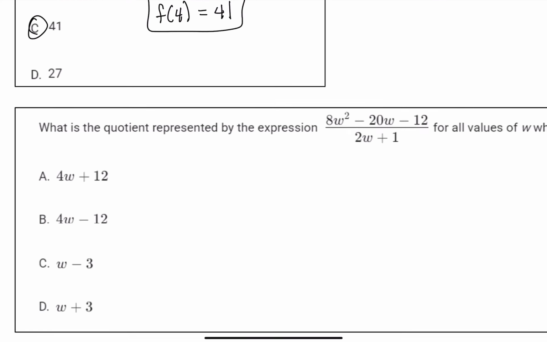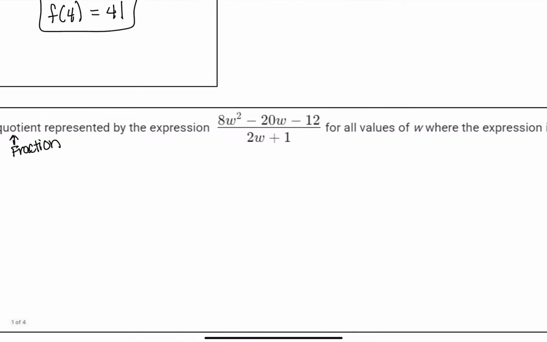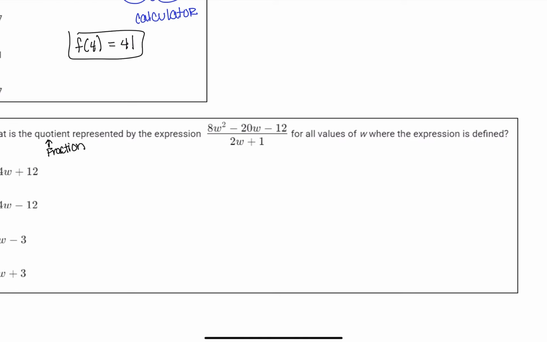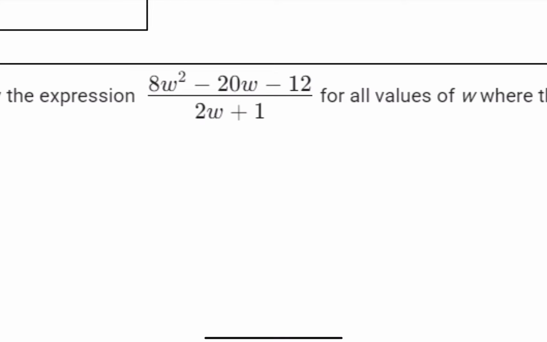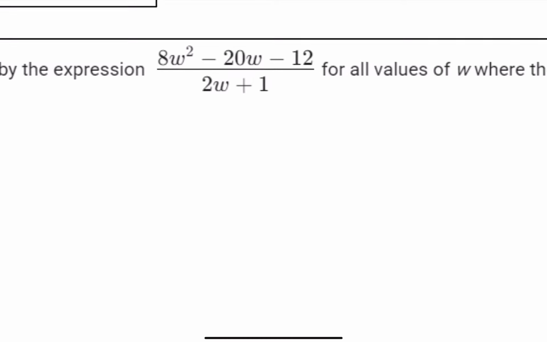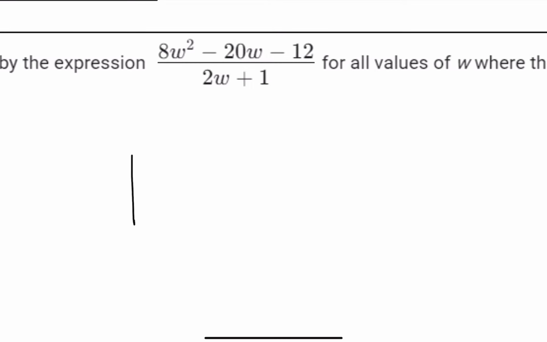Now the last one. Which quotient? Quotient means a fraction. So that's all that means, which we see is represented. So all we're doing is dividing. Now, a lot of people think of the law of exponents where you see division, so you're going to subtract your exponents. But that's only when you have two different variables. I have one variable, and that's W. So there are two ways to do this.